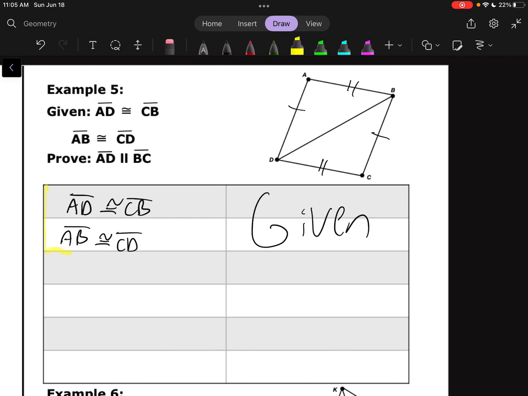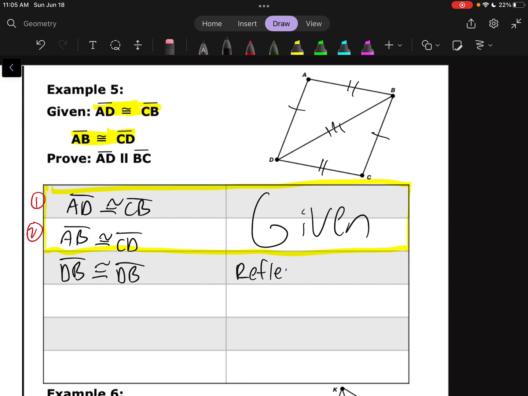Now, the good news is that we already have two congruent things in our given, right? So if we're just focusing on trying to get these triangles congruent, first of all, and not even really worrying about what we're trying to prove, that means we only need one other congruent thing, right? And it should be pretty clear. We got DB in the middle. So that's the reflexive property.